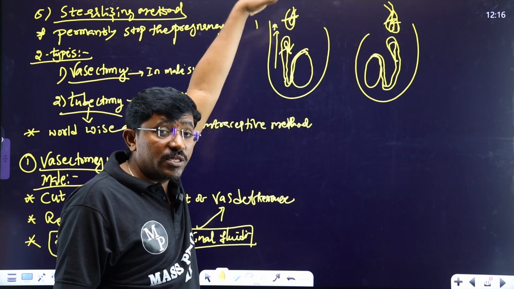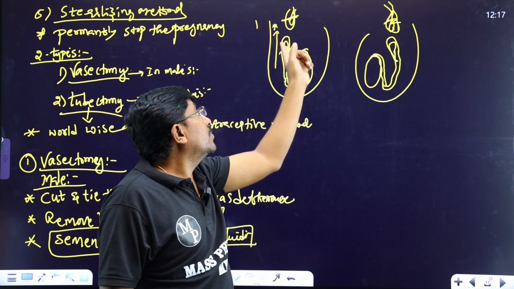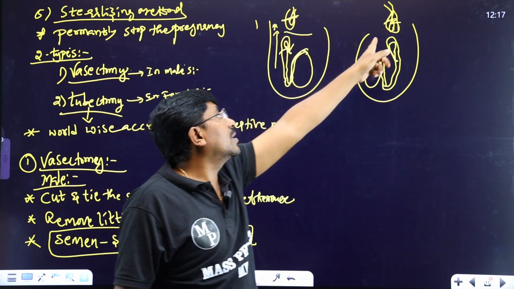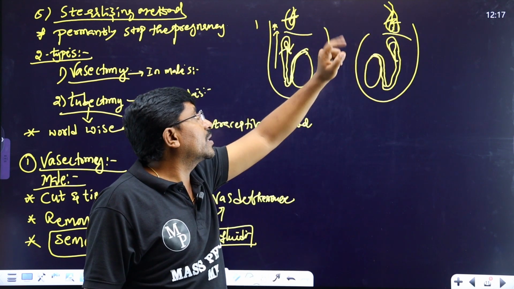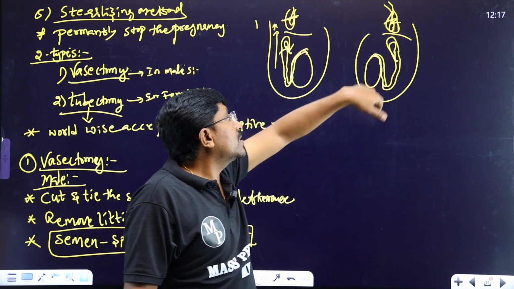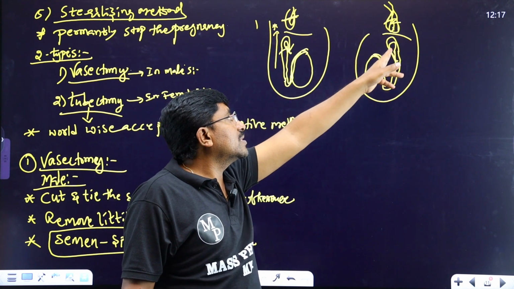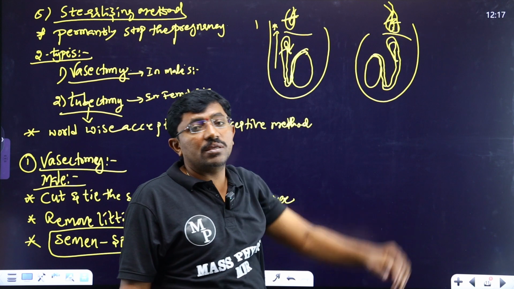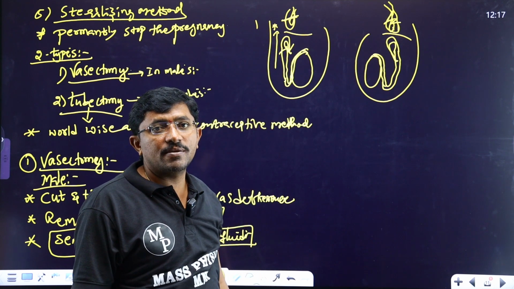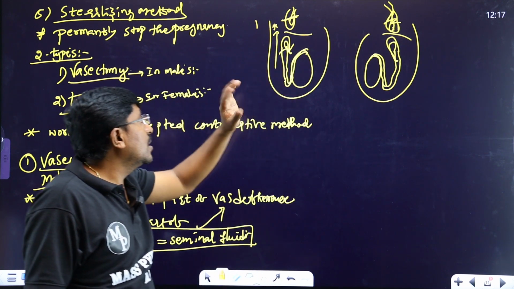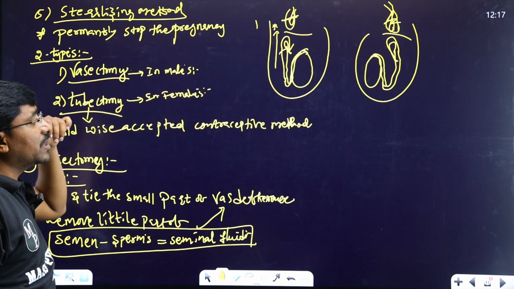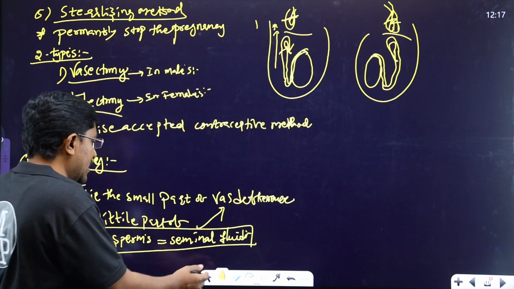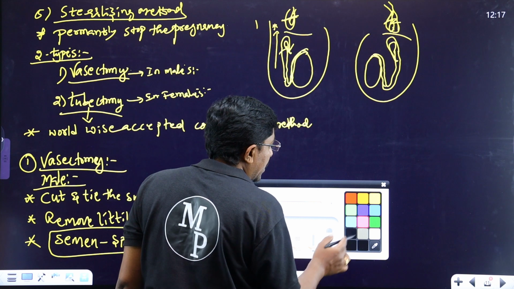How can the sperm reach the ejaculatory duct? Because the connection is completely removed, there is no chance for entry of the sperm into the next part of the vas deferens. That's why there is no chance for the sperm to reach the seminal fluid. That is one. Next, tubectomy.